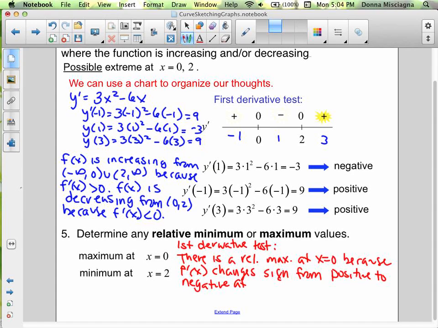At x equals 0, there is a relative minimum at x equals 2 because f prime of x changes. Need a little more space.